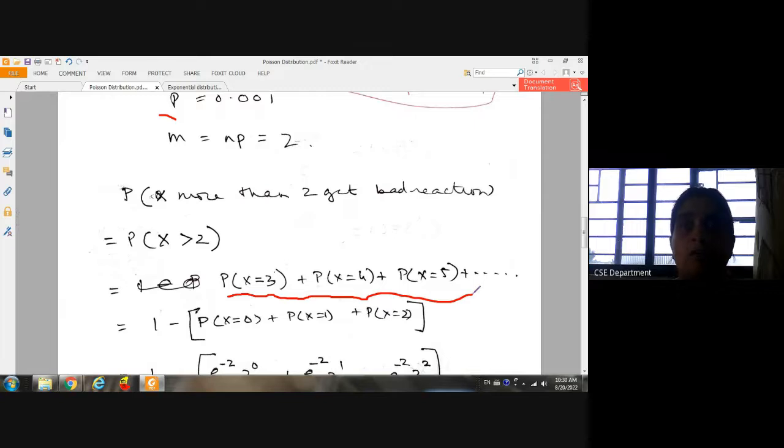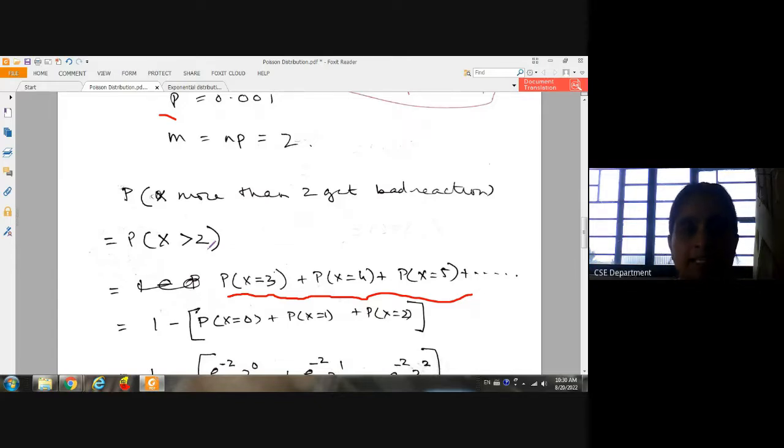Instead of that, the trick we use is the following. Total probability is 1. This is a very, very, very important concept. Everywhere in probability distributions, it comes. Total probability is 1. So what all values does x take? The random variable x is the number of people who got a bad reaction. X can be 0, nobody got it, 1, 2, 3, 4, till 2000, everybody got it. So it can take all values from 0 to 2000.